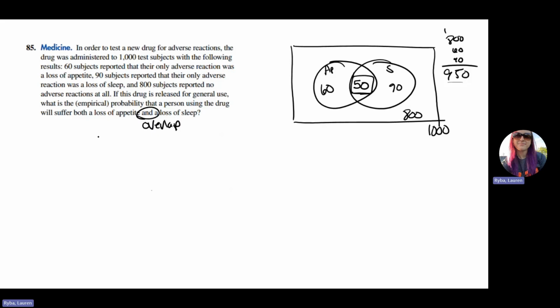So what's the probability of that? 50 out of 1,000. If I cancel out a 0, that's 5 out of 100, which is 1 out of 20. That's my probability. Or 5%, or 0.05, however you want to do it. Fraction, decimal, or percent all count as probability.